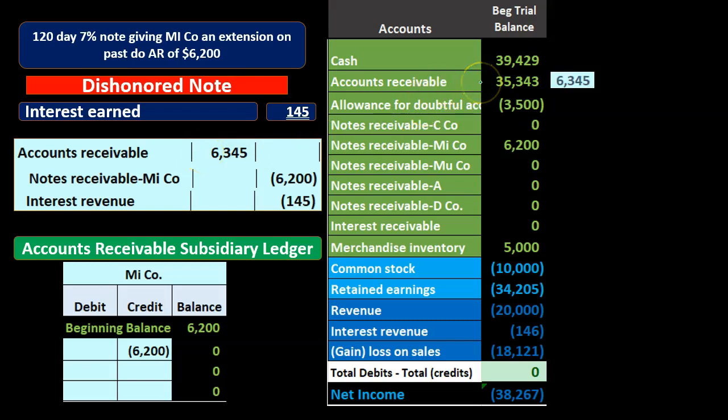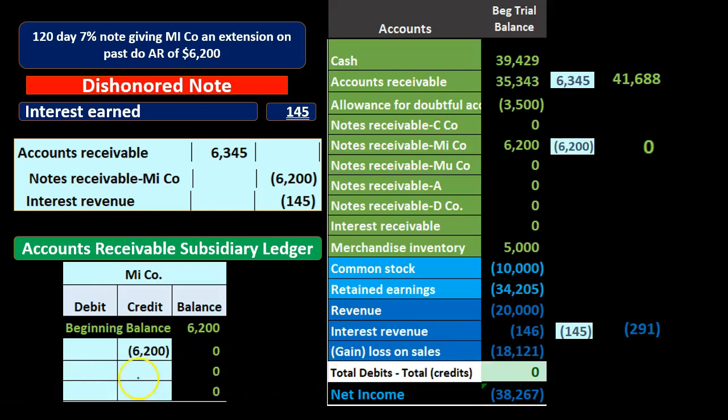Accounts receivable is going up. It started at $35,345. It's going up by $6,345 to $41,688. The note receivable started at $6,200. It's going down by $6,200 to zero. And then the income would still be going up. It had revenue of 146. It's going up by 145 to 291.